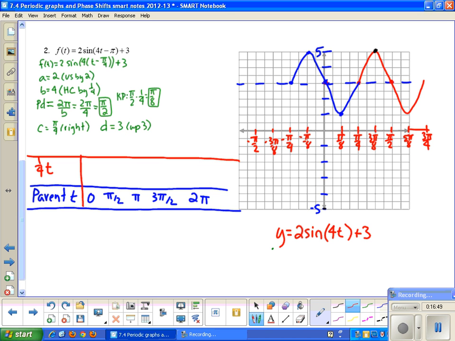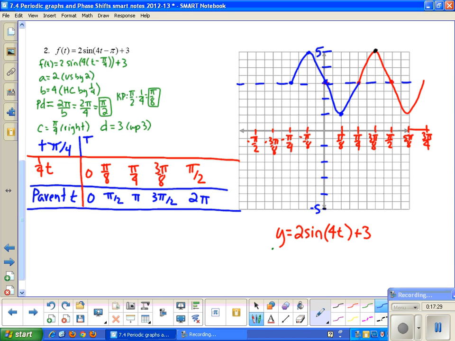So for this, a fourth times 0 would be 0. A fourth times pi over 2 is pi over 8, which makes sense because that's my first key point. And then pi over 4 would be the next one, and then 3 pi over 8. And then if I do 1/4 times 2 pi, I get pi over 2, which makes sense because that is the distance horizontally it takes to make one wavelength, so that's the new period of the function. And then, of course, remember, we're also shifting our graph to the right, so I'm going to add pi over 4 to each of those points that I have.